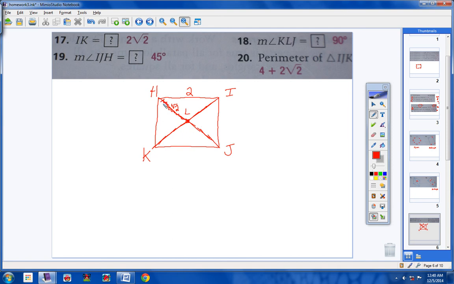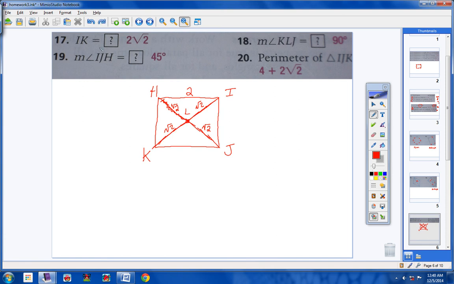So we know the diagonals bisect each other. So if this is square root of 2 here, this is square root of 2 over here. We know that. That's one of the characteristics of a parallelogram. Now, a square has congruent diagonals. That means this line here is the same length as this line here, okay? So that means this here has to be square root of 2, and this here has to be square root of 2. So they want to know the whole length of IK.